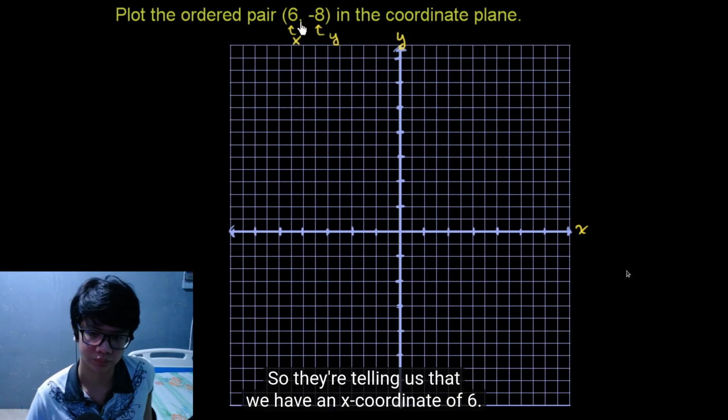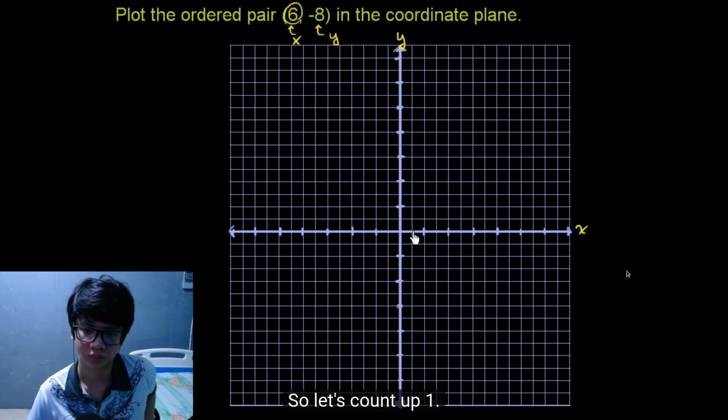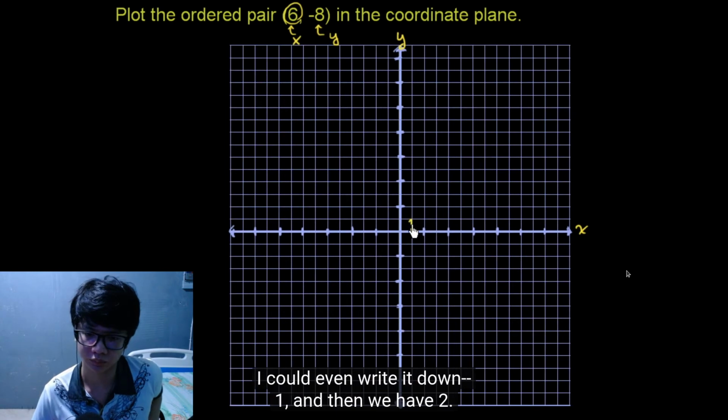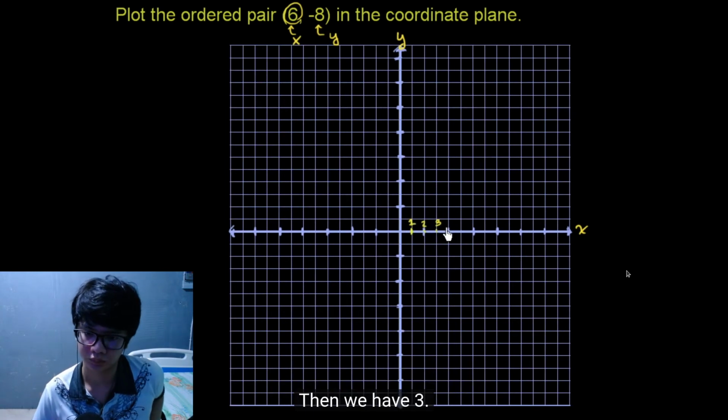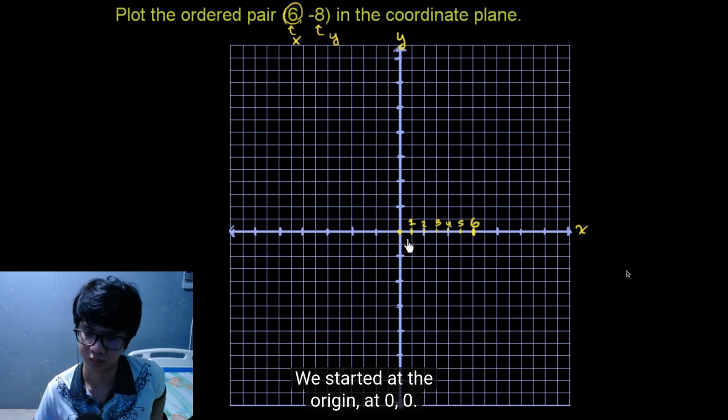So they're telling us that we have an x-coordinate of 6. That means we count up 6 on the x-axis. So let's count up 1. I can even write down 1. And then we have 2. That's right there. Then we have 3. Then we have 4. Then we have 5. And then we've moved up 6 along the x-axis. We started at the origin at 0, 0.